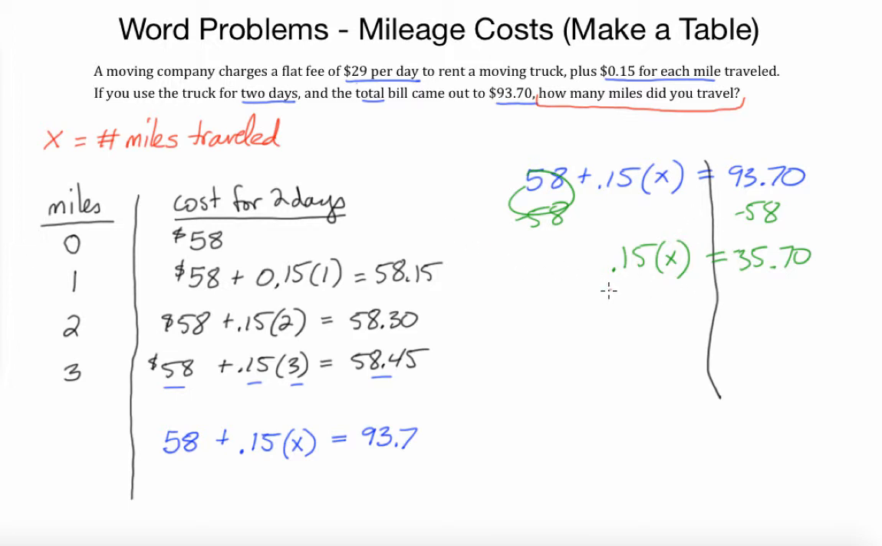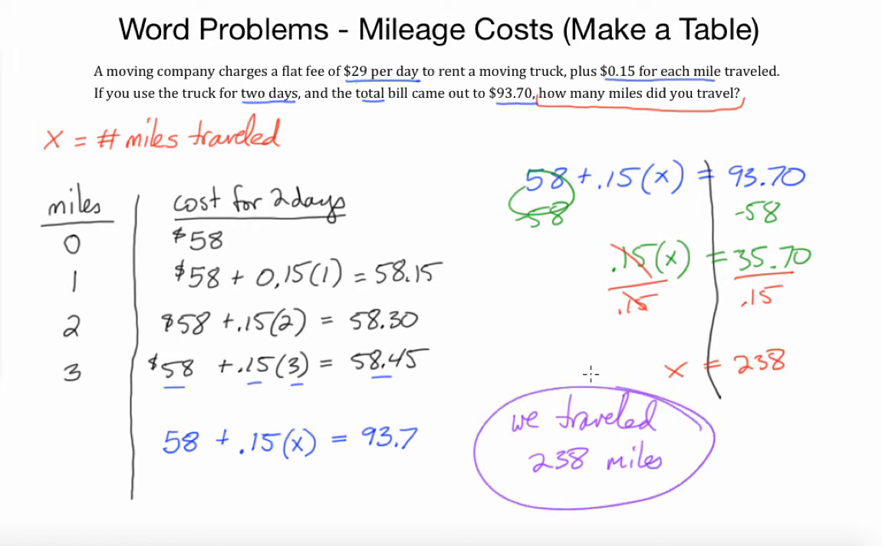Now let's divide both sides by the mileage rate, 0.15, to solve for x and isolate it. Dividing the other side by 0.15 to keep both sides the same, x equals 238. So it looks like we traveled 238 total miles. And I got there by making a pattern, making a table, and looking for things that stayed the same, to help give the structure of the algebraic equation that I need to solve. This is a really good strategy for getting to the equation and helping work out word problems.